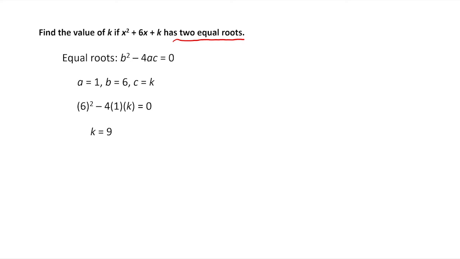Okay, so when you're trying to find an unknown coefficient in your quadratics, find your discriminant and put it equal to 0 if you have 2 equal roots, and solve for your unknown value. Please pause and take down this example.